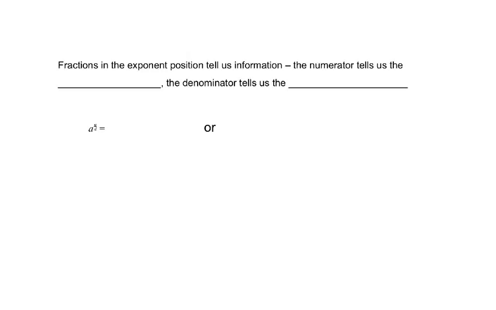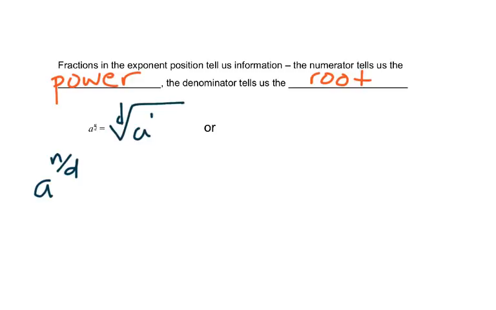Fractions in the exponent position tell us information. The numerator tells us the power, and the denominator tells us the root. So it's a little hard to see on here, but this is n over d, and that means that we could have the d root of a to the n, or the d root of a all to the n. Either way.